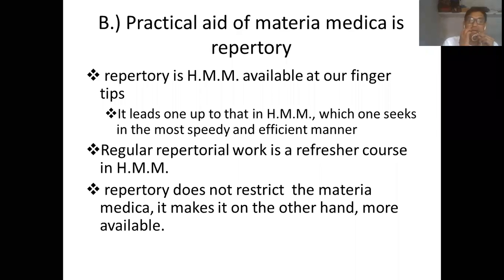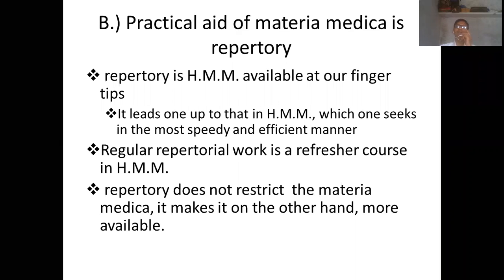Then again, another point is repertory is a homeopathic materia medica available at our fingertips. Now, what does it mean? We all know homeopathic materia medica is just like an ocean. For example, Hering's Guiding Symptoms of our Materia Medica is given in 10 volumes, and Knerr's Repertory, which is based upon these 10 volumes of Hering's Guiding Symptoms of our Materia Medica, is only in a single volume.